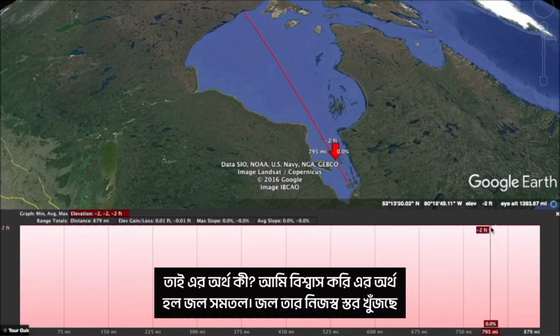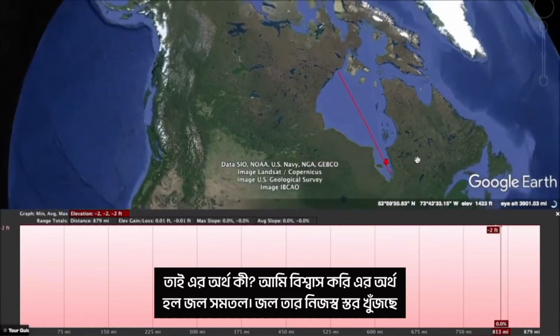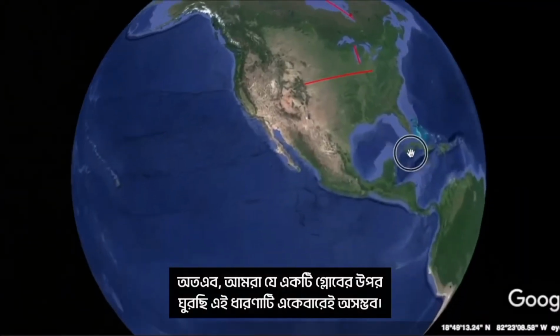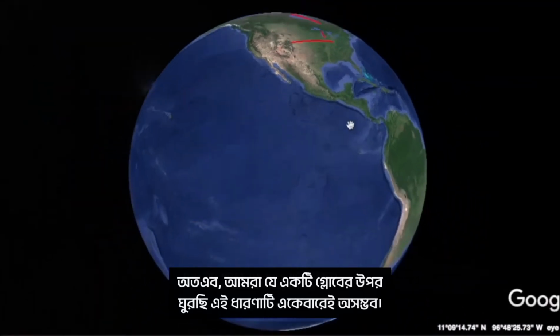So what does all that mean? What I believe it means is that water is flat, water seeks its own level, therefore the idea that we're spinning on a globe is absolutely impossible.